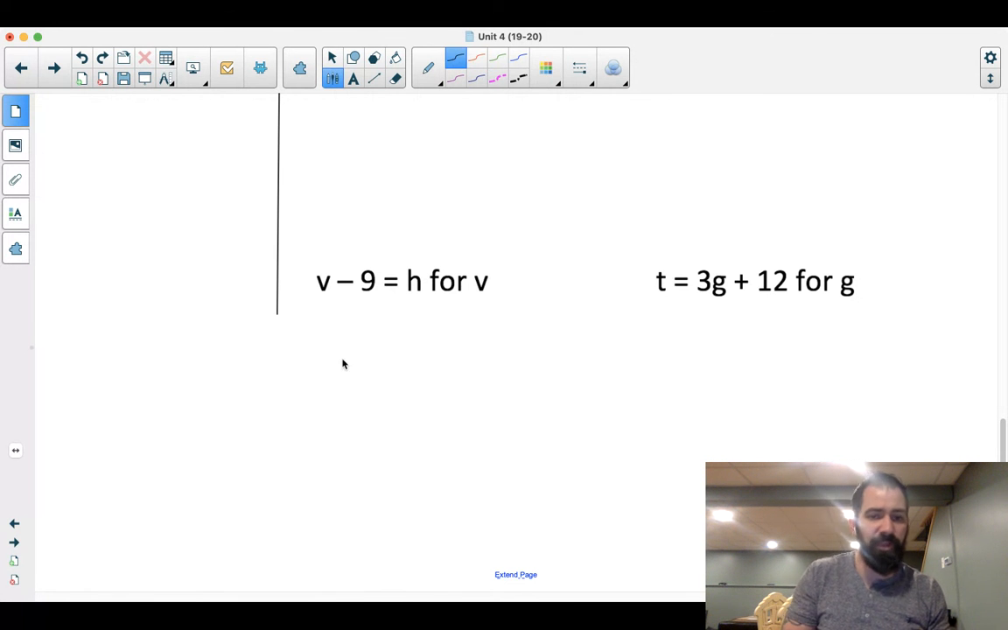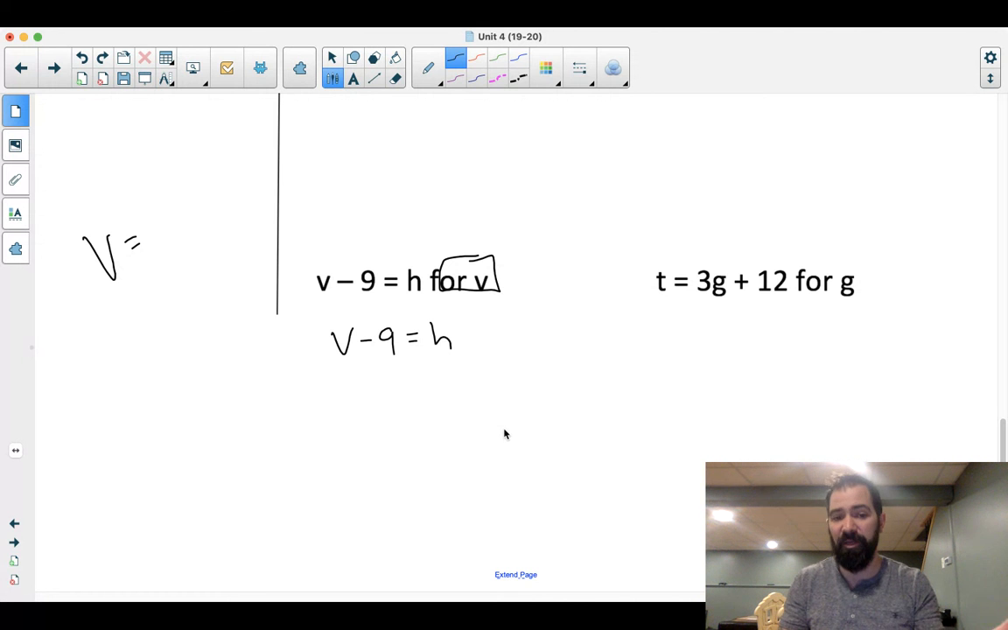Hopefully you were able to do that. Let's check your answers. V minus 9 equals h. We are looking to solve for V. We want it to be V equals something. Well, what's happening to V right now? V minus 9. What's the opposite of minus 9? Plus 9. So I have to do that to both sides.